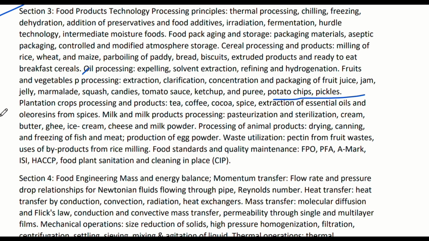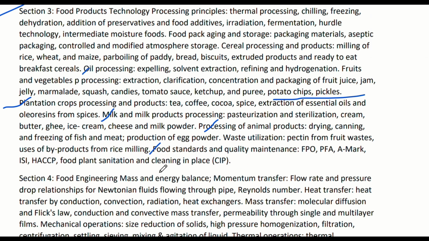Plantation crops processing and products, tea, coffee, cocoa, spice, extraction of essential oils and oleoresins from spices. Milk and milk products processing, pasteurization and sterilization, cream, butter, ghee, ice cream, cheese and milk powder. Processing of animal products, drying, canning, and freezing of fish and meat, production of egg powder. Waste utilization, pectin from fruit wastes, uses of byproducts from rice milling.